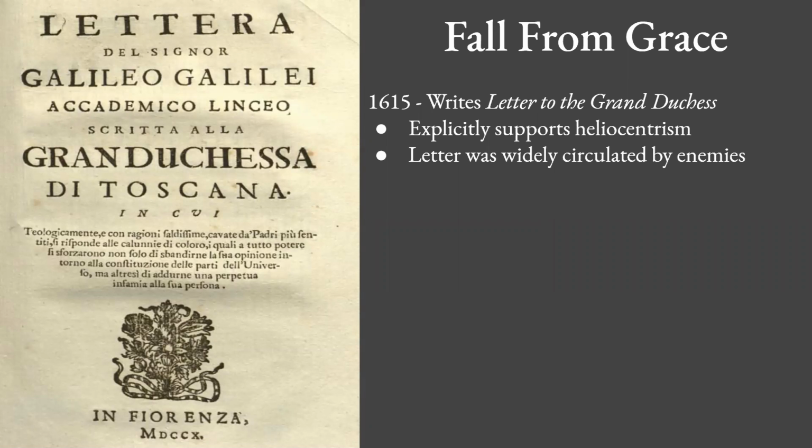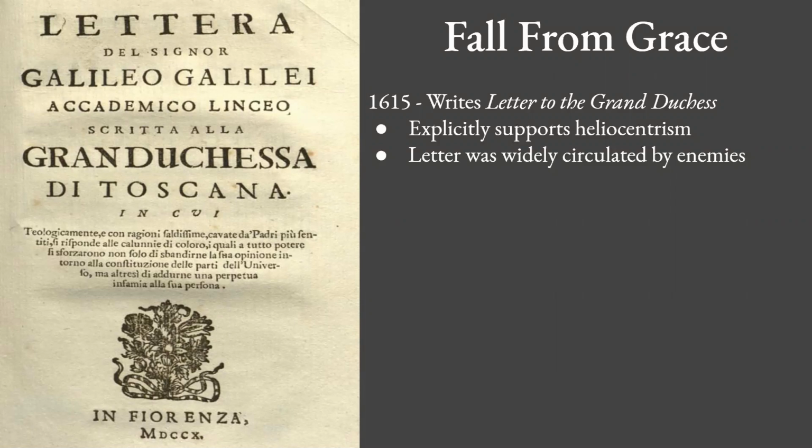Well, shortly after all of this success and fame, he incidentally writes a letter to a Grand Duchess, famous royalty. This was sort of a friend of a friend that was curious as to whether Copernicus's idea of a heliocentric universe was correct or not. And in that letter, Galileo explicitly supported heliocentrism. He did not do this necessarily on purpose. He wasn't trying to make a stance. He just inadvertently said that.